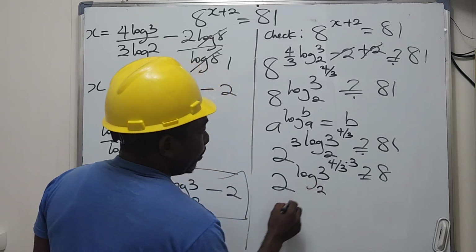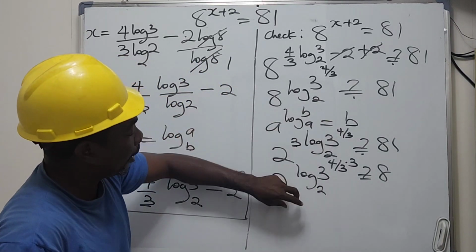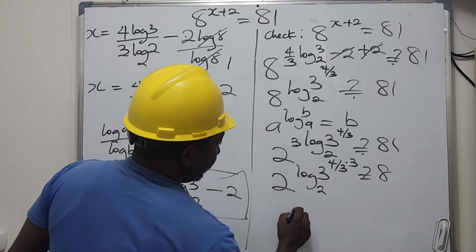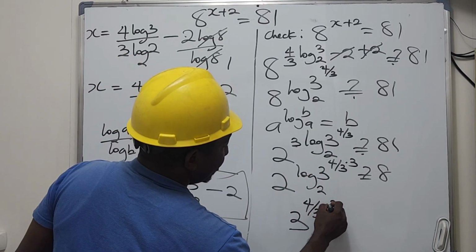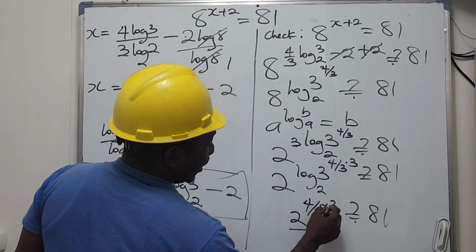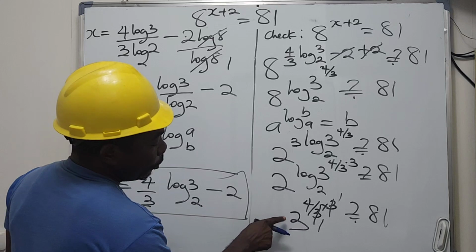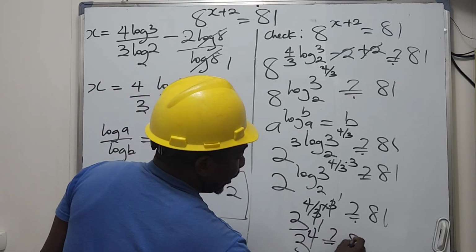So this still remains base 2. So the whole of here, expressing in this format, will become 3 to the power of 4 upon 3 times 3. Well, this gives us 81. So here 3 will cancel here and 3 will cancel here. We are now left with 3 to the power of 4. Well, this gives us 81.